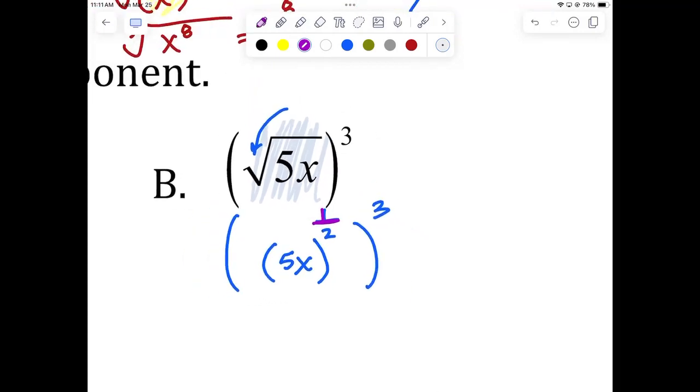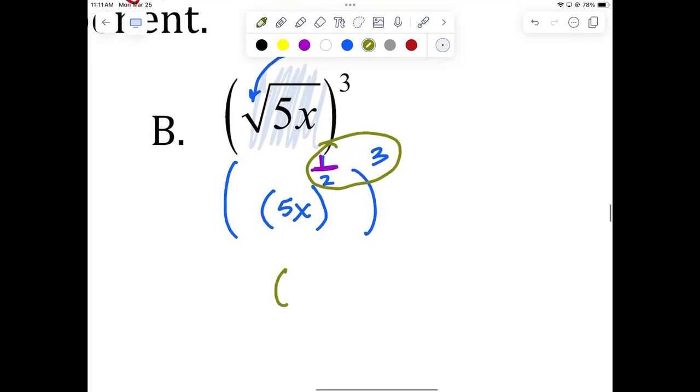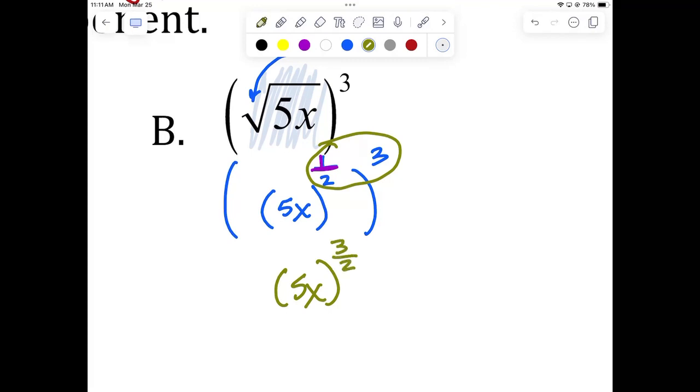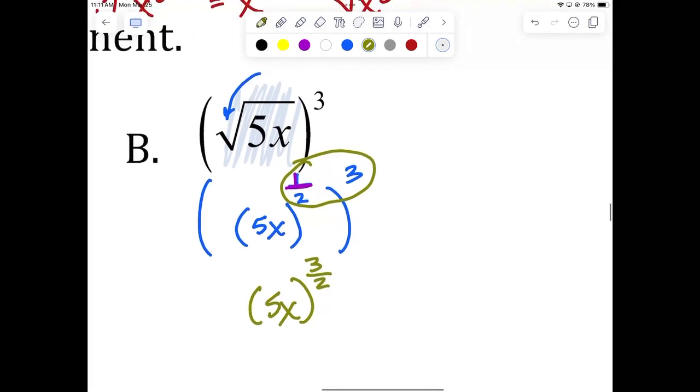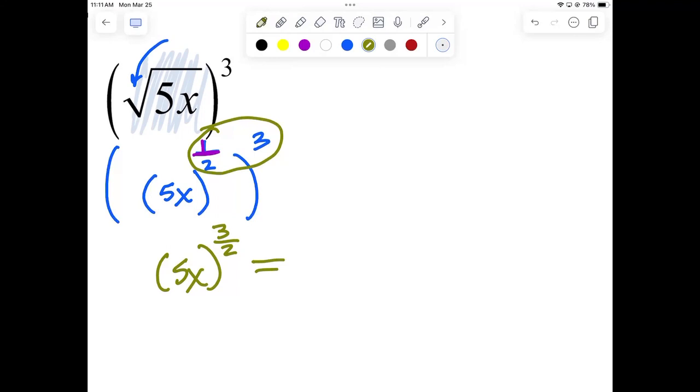Now look, we can simplify, can't we? I have a power raised to a power. What do I do with those two? I multiply, and I get 1/2 times 3, which is 3/2. Well, let's talk about that. Is that equal to 5x to the 3/2 power?